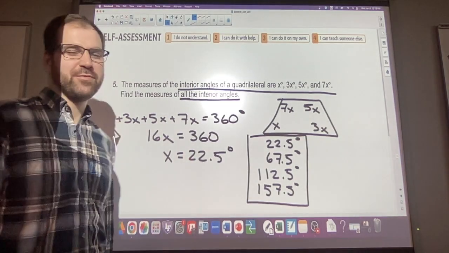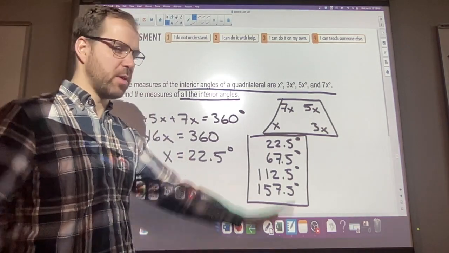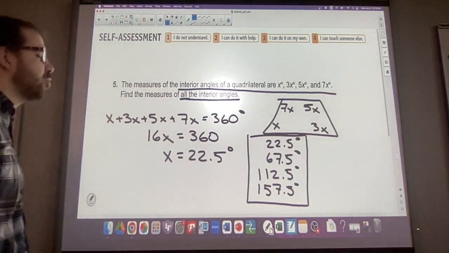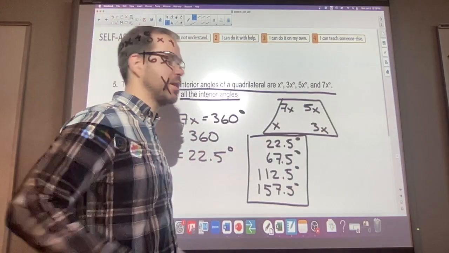112.5 and 157.5 for the other two. Okay, nothing wrong with decimals. You will get them from time to time, and the more complicated problems get, the more likely it's going to be that you end up with a decimal.